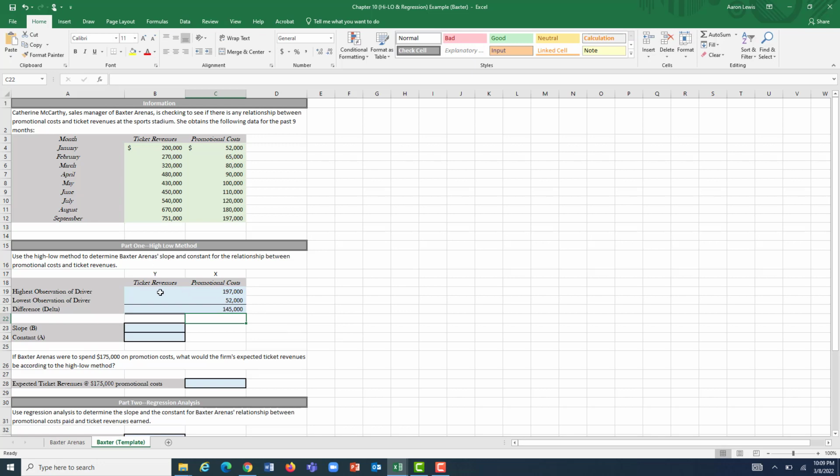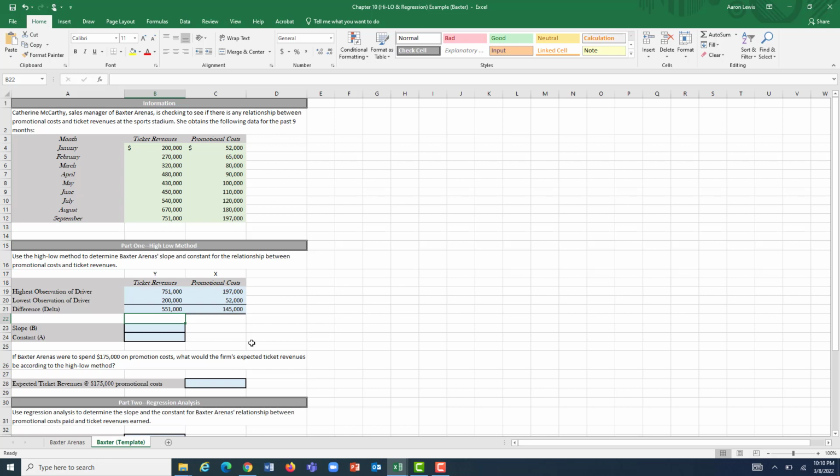For ticket revenues, we're looking for what revenues were when we spent that promotion, or what level of Y we achieved for that level of X. So when we spent $197,000 on promotion costs, the revenues for Baxter Arena were $751,000. When we spent the lowest level of promotion costs, only $52,000 back in January, we generated $200,000 worth of ticket revenues, which means we have a delta in our revenues of $551,000. A $145,000 increase in promotion cost caused us to experience an extra $551,000 in revenues.